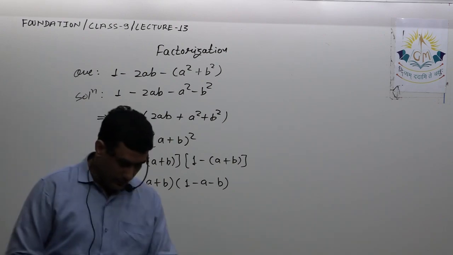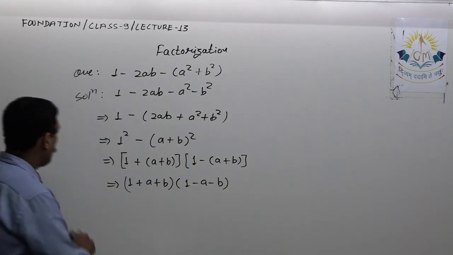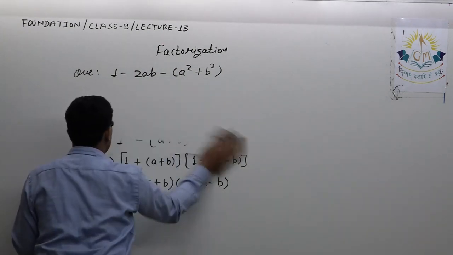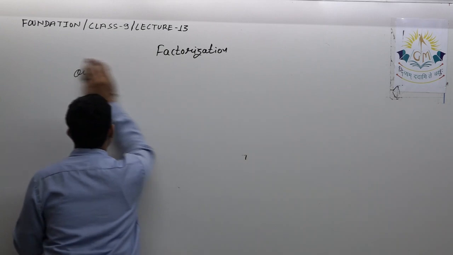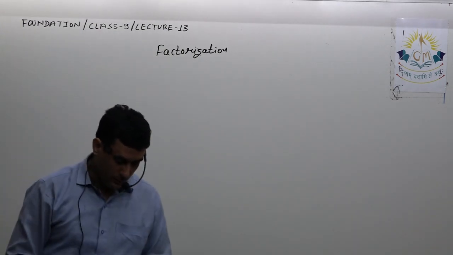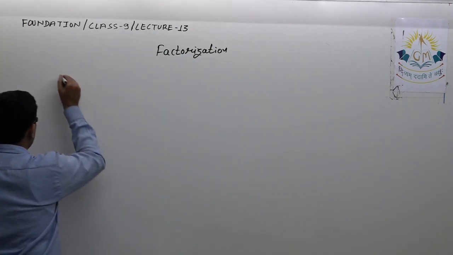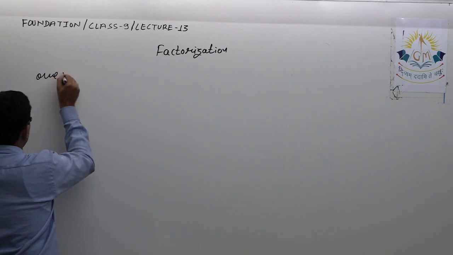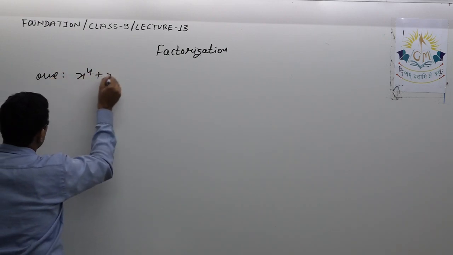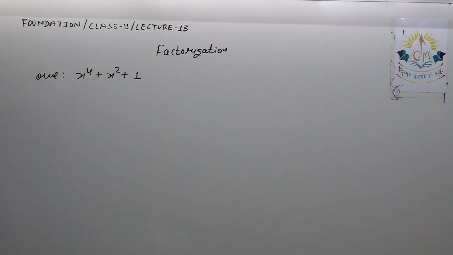Okay, now let us see the next question. Next question is x raised to 4 plus x square plus 1. x raised to 4 plus x square plus 1. So think for a while how you will find its factors, then I will give you its solution.